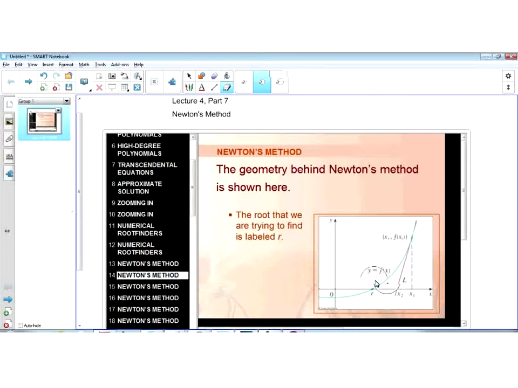And we pick an arbitrary point. Well, before we pick an arbitrary point, we discern that a root of this function is at x equals r, and we want to try and discover what r is. So we start off by picking a reasonable guess, an arbitrary point on the graph that is reasonably close to this x-intercept. We call it x sub 1, f of x sub 1.